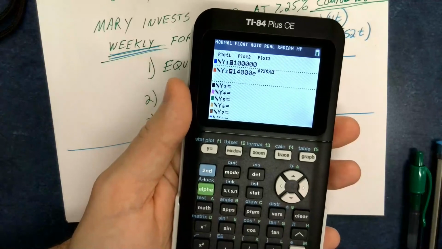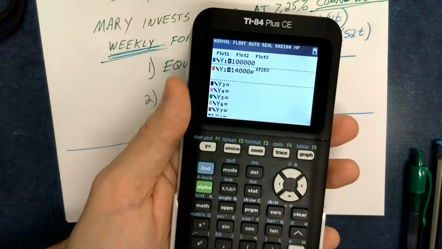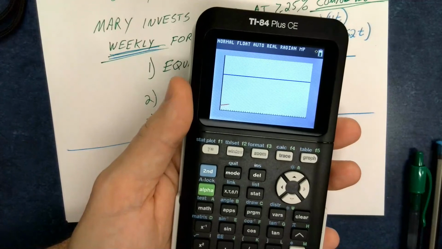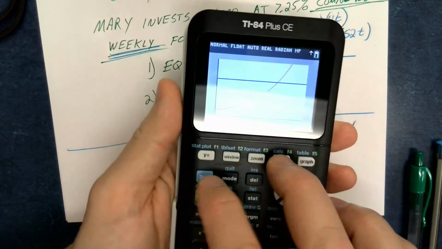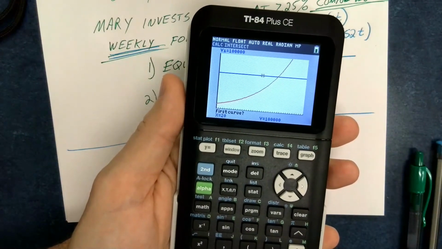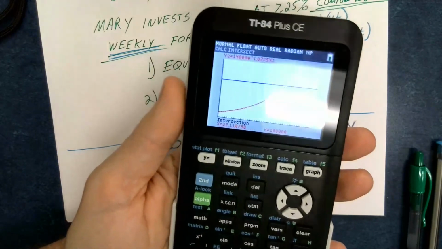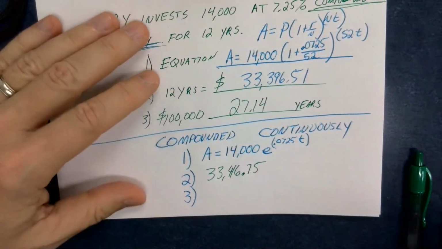Dan Clark, should I change my window, or is my window probably still good because it's the same stuff? I think it's the same. I'm going to keep it the same and see what happens. That looks pretty good to me. Second trace, number 5, enter, enter, enter, 27.118, so 27.12 years.